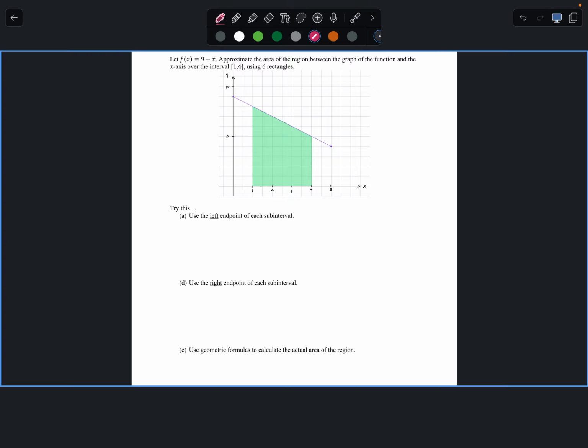Well, you're doing 6 rectangles, right? And from 1 to 4, what's the length of the interval? From 1 to 4, it's 3. So if you're dividing into 6... Oh my god! We did 4 divided by 6.